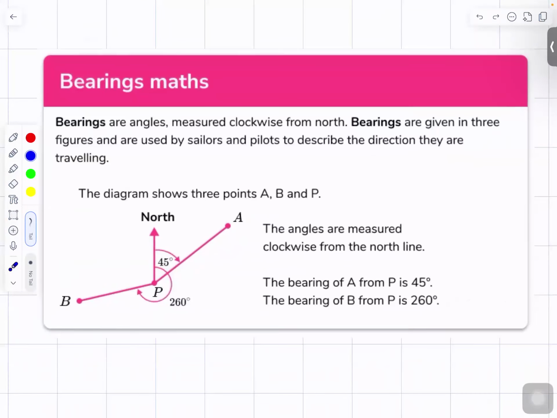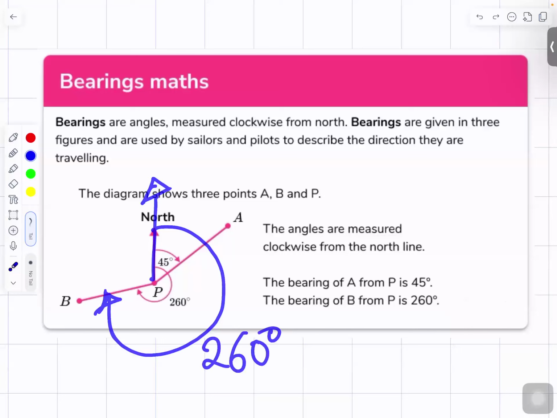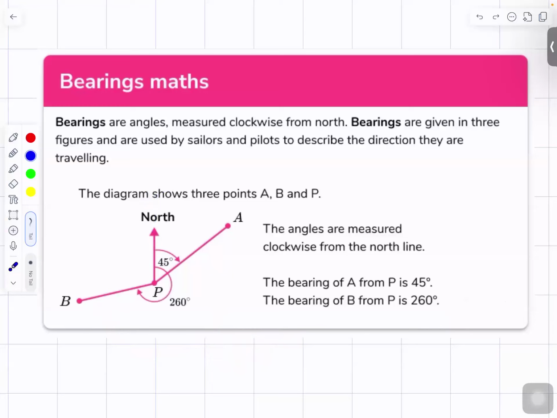And then the bearing of B from P, you go clockwise, the bearing of B is that angle there, 260 degrees. And you can use other things to work out. If it has to do with a triangle, you can use SOHCAHTOA to work out angles. You can use other different types of rules, like sine rule, cosine rule, to work out lengths and angles.